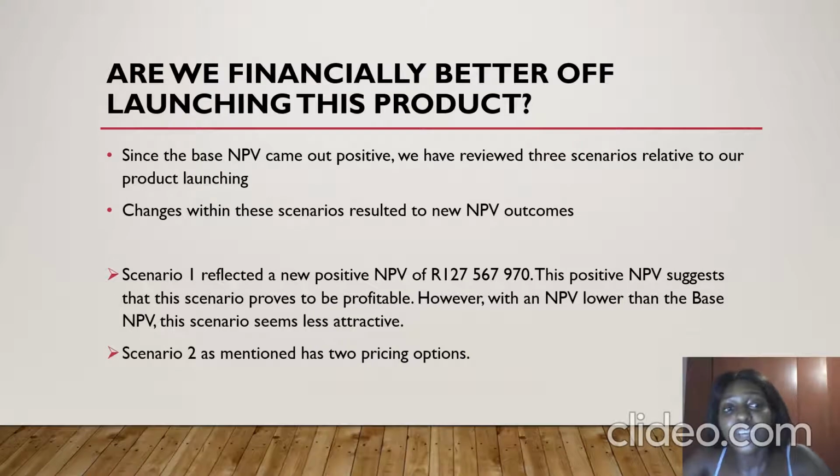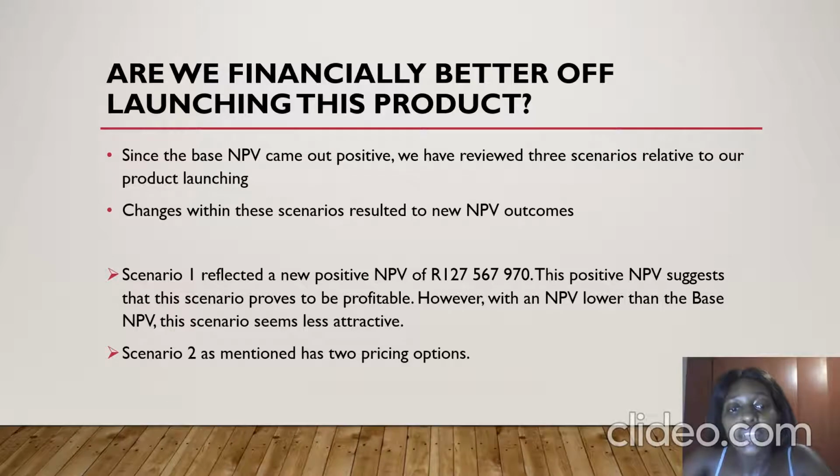The second question is, are we financially better off launching this product? Since our base NPV came out positive, we were introduced to 3 scenarios, which also resulted in new NPV outcomes. Scenario 1 reflected a positive NPV of 127,567,970, suggesting that this scenario proved to be profitable. However, since this NPV is lower than the base NPV, this scenario seems less attractive.